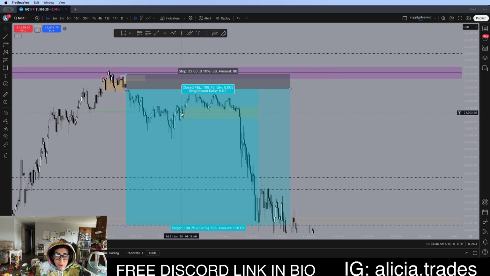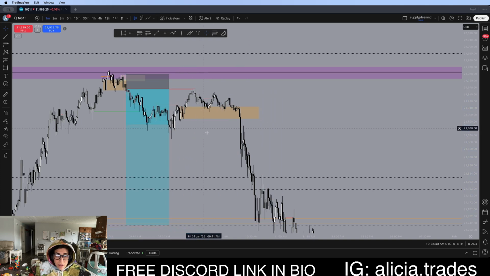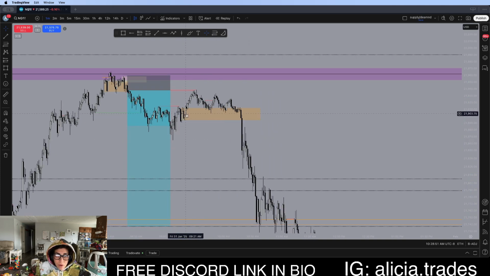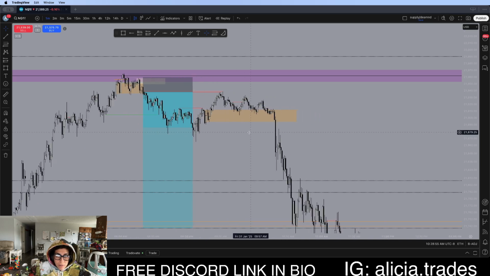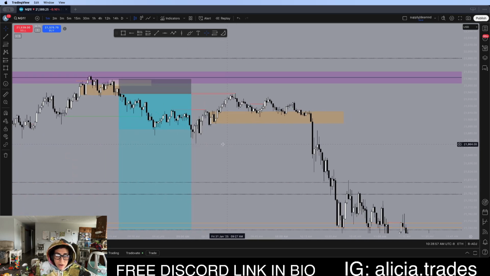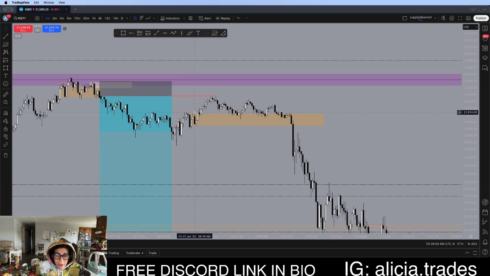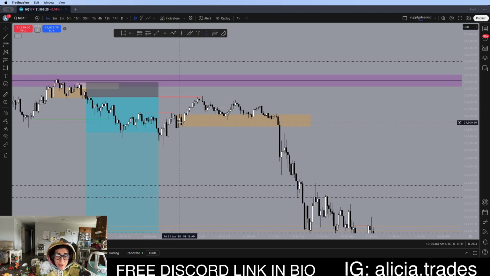Okay. We have a rejection. Here, let me move this. We have an order block right here. 1, 2, kind of 3-ish bullish candles. We came up and took this liquidity right here. And then we started to come down, respected it once, twice, 3 times.